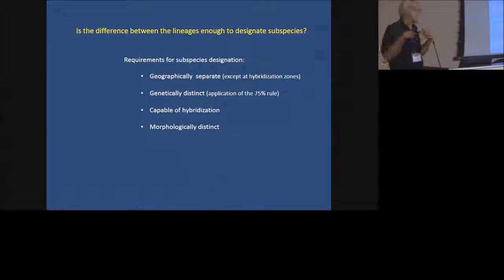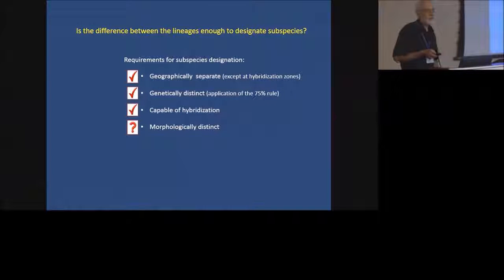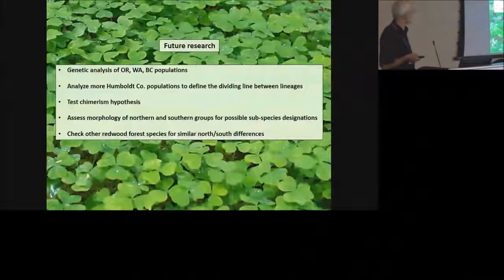Which begs the question, are these lineages different enough to be considered subspecies? Well, they are geographically separate, which you need. They are genetically distinct. They are capable of hybridization. But I don't know if they're morphologically distinct or not. And that's what I'm going to have to try to do for my future research.